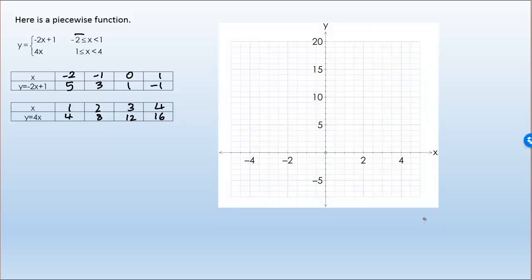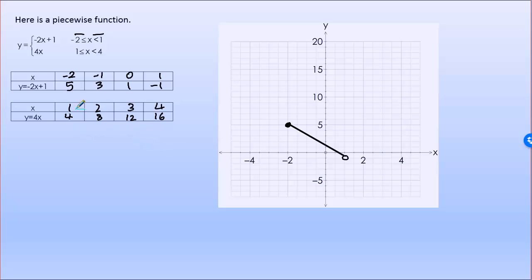So let's plot this. So -2, 5 is the first point. So we go to -2, 5. That is a less than or equal to, so that needs to be shown as a filled in dot. The other end is 1, -1, and that's a less than. So 1, -1 on my graph is here, and then we'll join those up like so.